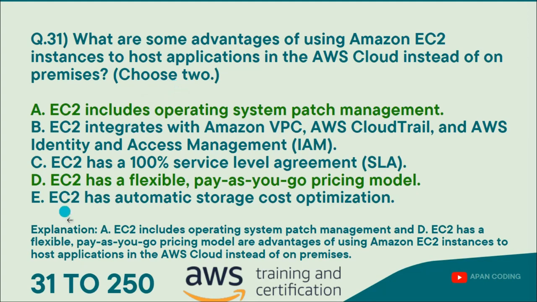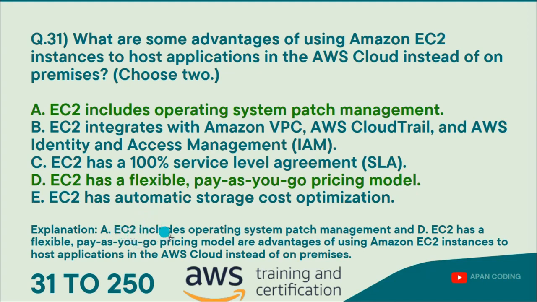So an EC2 instance has a flexible pay-as-you-go pricing model. You know very well, friends, this pricing model is different: you pay more when you use more, pay less when you use less. It's a different pricing model. In a few days we will see more questions like that. Okay, so the explanation is here. The explanation is also the same, based on the question. So yeah, I am going to explain it.